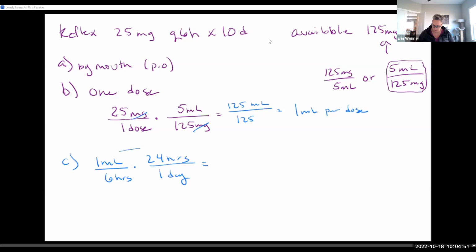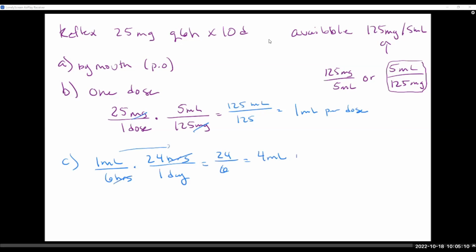So remember, we're multiplying through, right? 24 times 1. It's going to give us 24 over 6, which will give us 4 milliliters over one day, because our hours are canceling, right? So we have 4 milliliters per day.